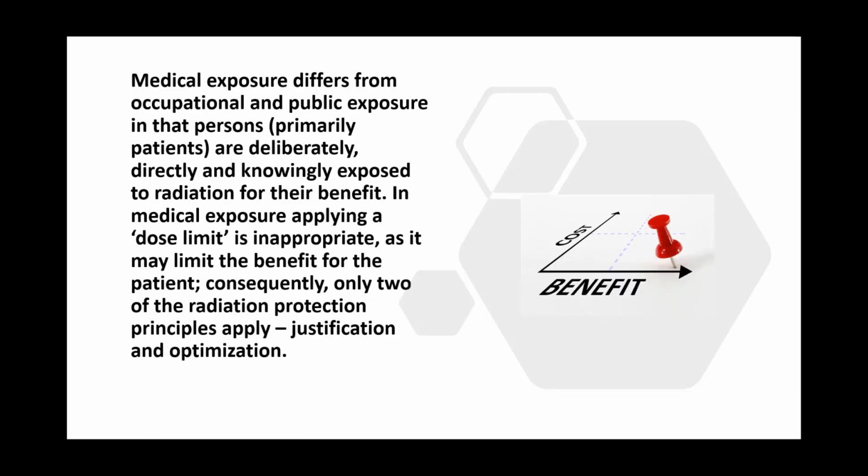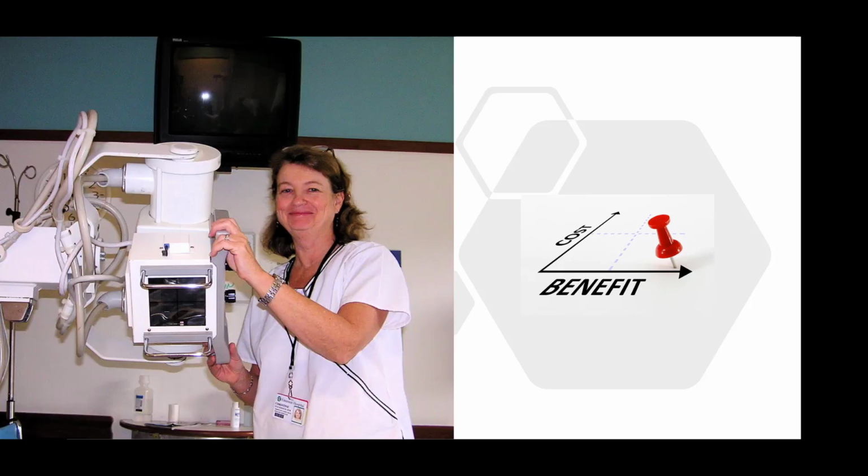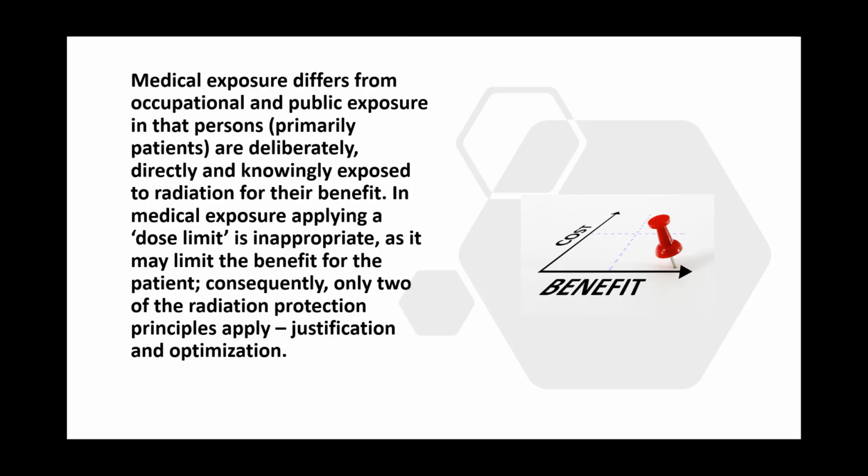Medical exposure differs from occupational and public exposure in that persons, primarily patients, are deliberately and knowingly exposed to radiation for their benefit. In medical exposure, applying a dose limit is inappropriate, as it may limit the benefit for the patient. Consequently, only two of the radiation protection principles apply: justification and optimization. An easy way to look at this is that if you're getting radiation therapy to cure your cancer, you're going to get a larger dose than if you're getting an X-ray of your chest to see if you might have cancer.